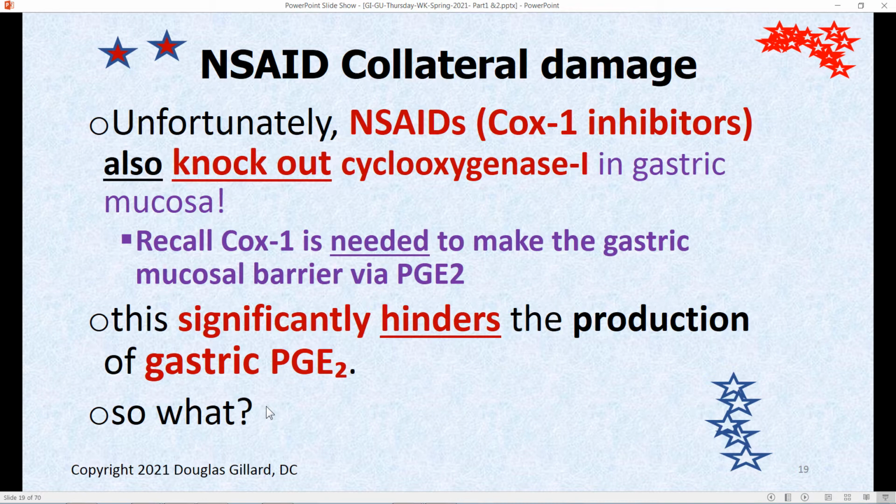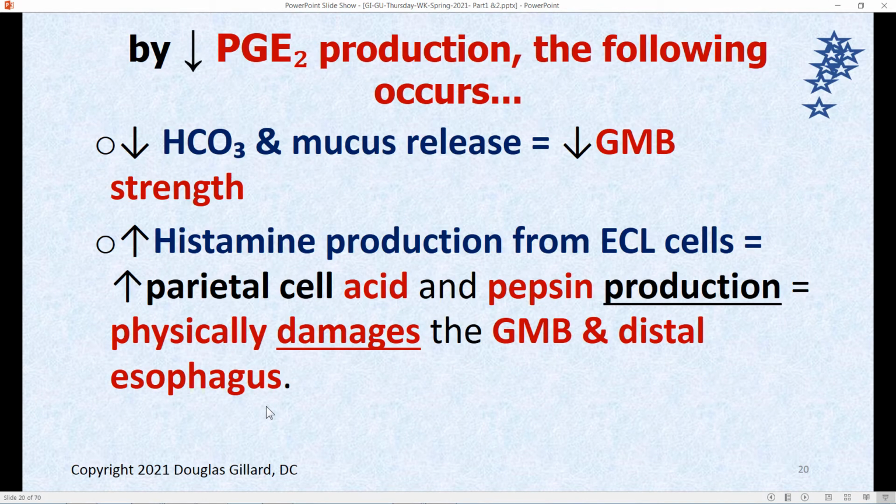Because here's the collateral damage. The NSAIDs, the COX-1 inhibitors, will knock out COX-1 in the gastric mucosal barrier. And we need COX-1 to make the gastric mucosal barrier, right? By PGE2's actions. So therefore, if you take a COX-1 inhibitor, you lose your gastric mucosal barrier and you get stomach upset. And eventually, you get ulcers. You can get holes in your stomach from it. Right? So decrease PGE2. I assume you know this, but if you don't, make sure you do.